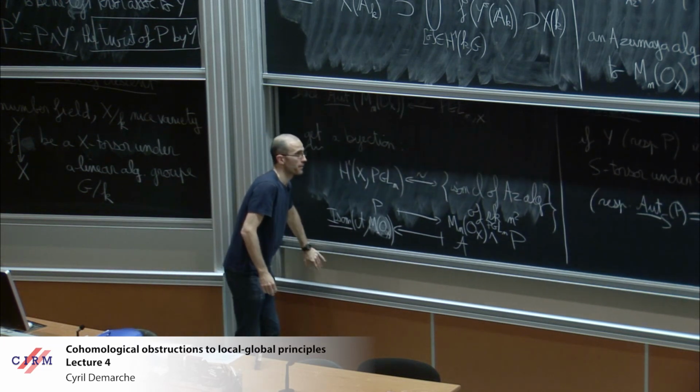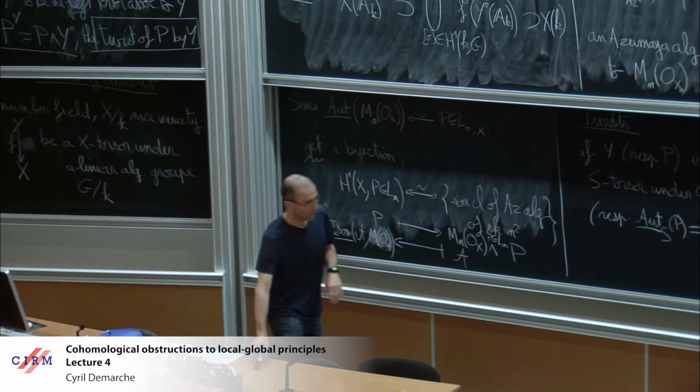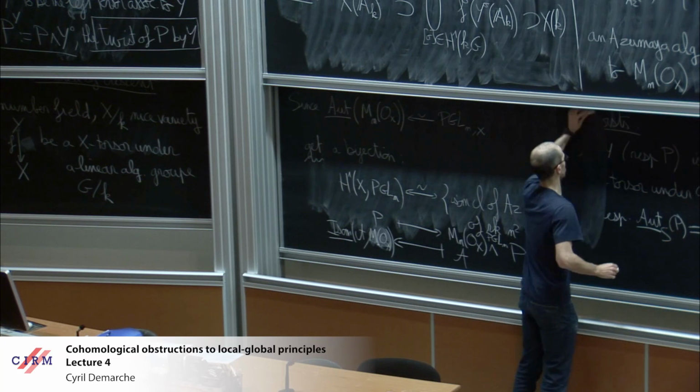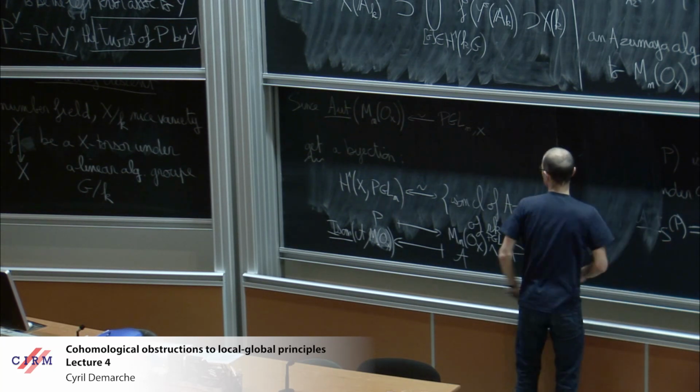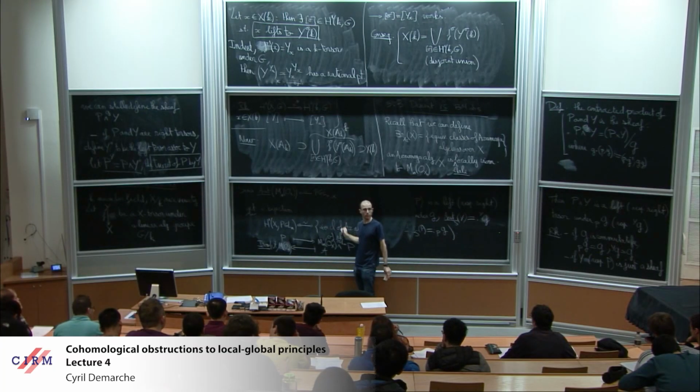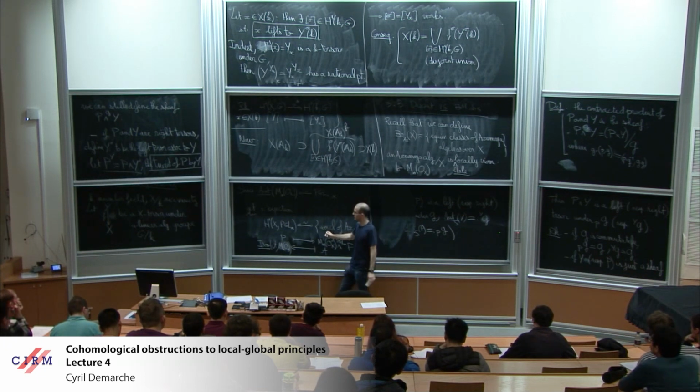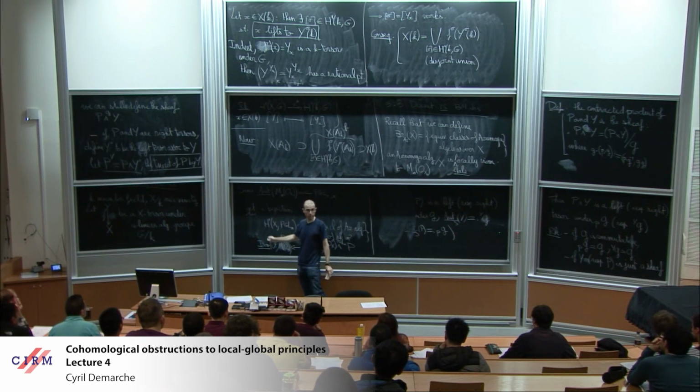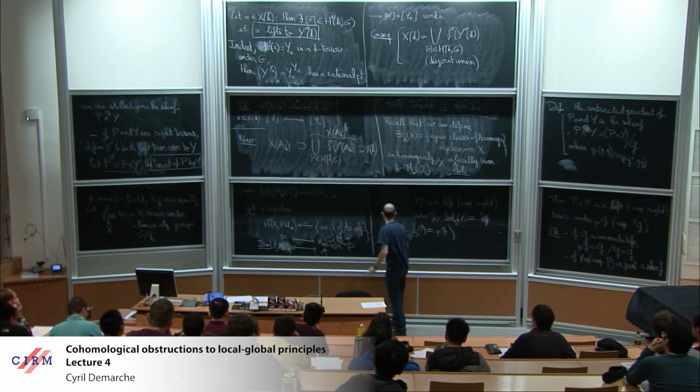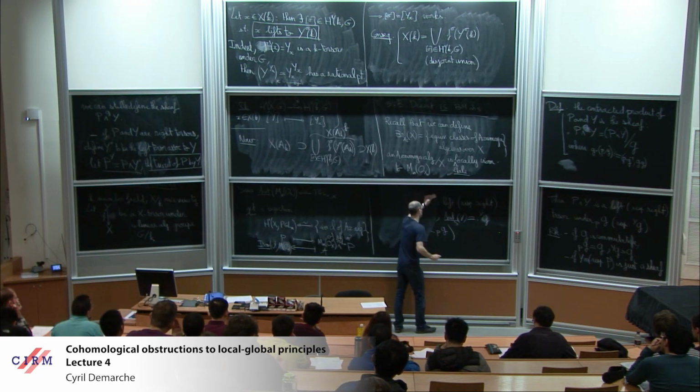And why is it interesting in terms of obstructions? Because on this side you have something related to the Brauer group, and on this side you have something related to torsors. So descent obstruction, Brauer-Manin obstruction.